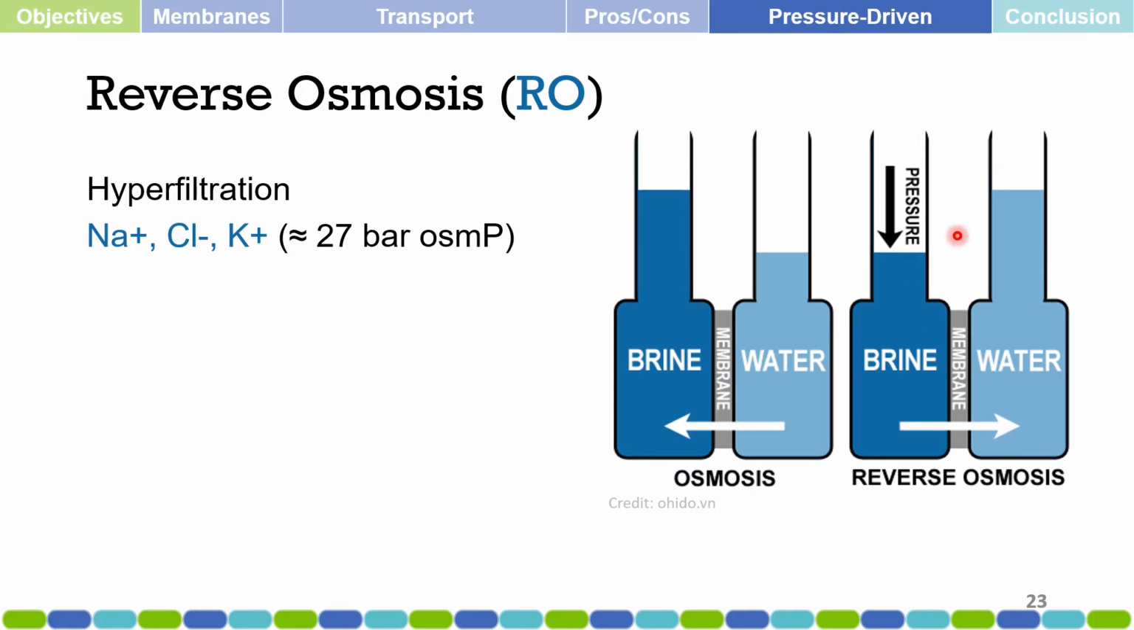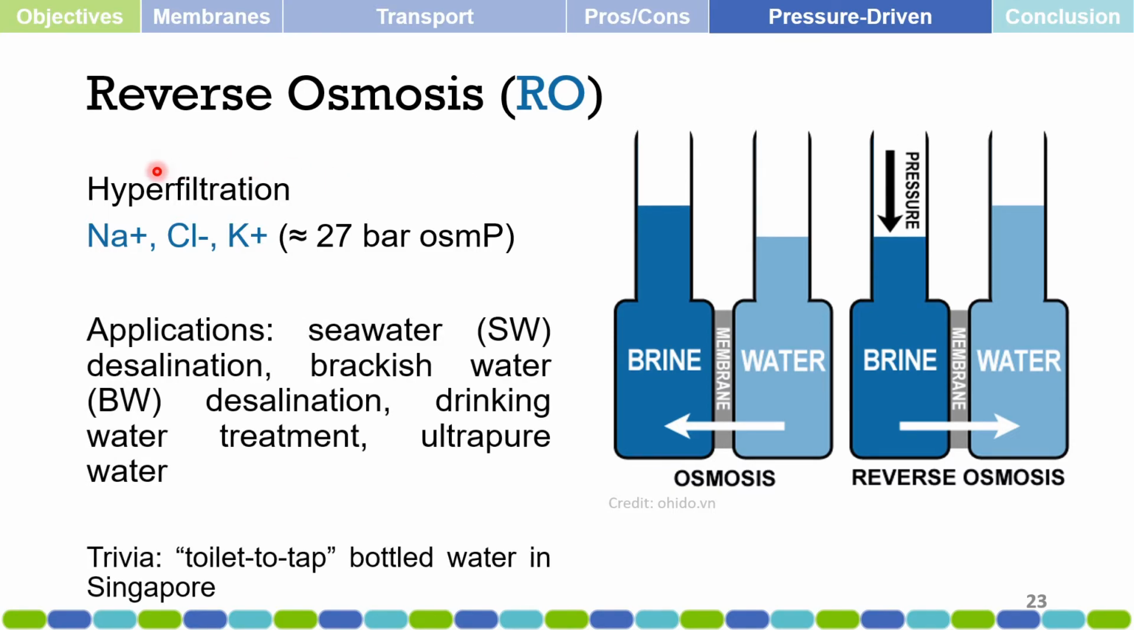So this pressure might be higher than 27 bars, or double 27 bars, because typically seawater has an osmotic pressure of 27 bars. So the pressure applied must be around 60 bars or more. So this application of pressure results in the reverse osmosis process. So definitely it's not your typical filtration process.